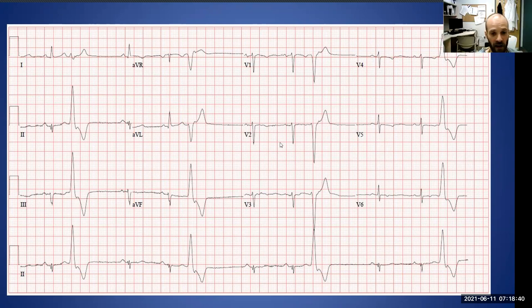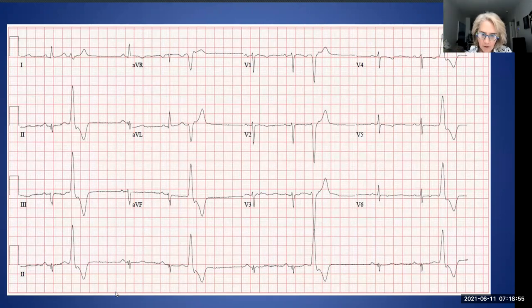Well, I think this is good. So if we look at the narrow beats, we're positive in one and we're negative in AVF. So yep, that would fit with the left axis deviation pattern. Yep, I'd agree with that.